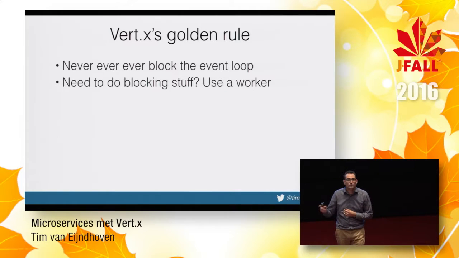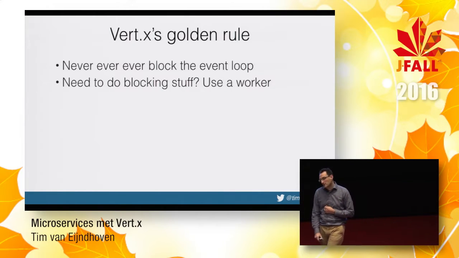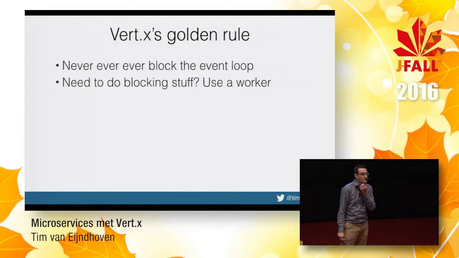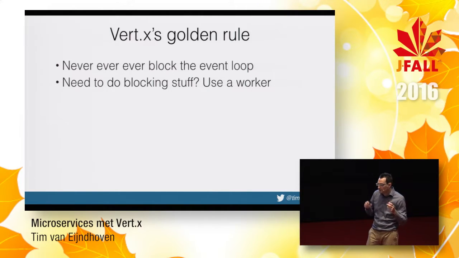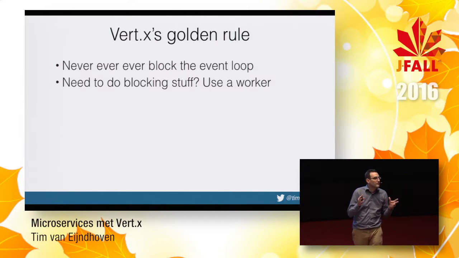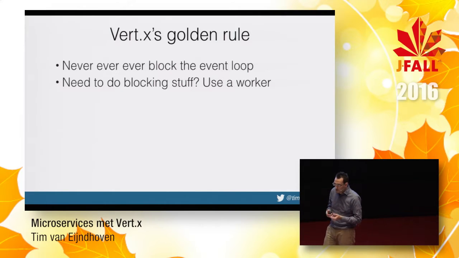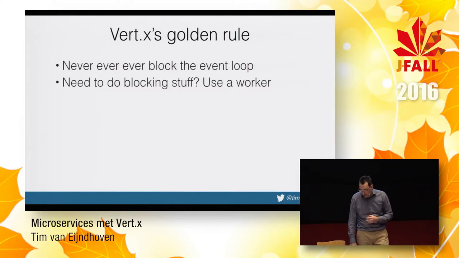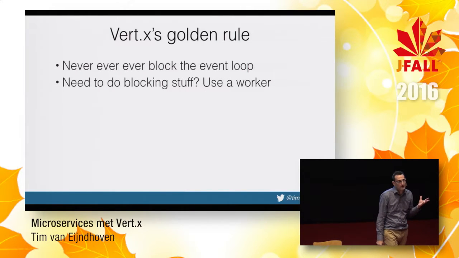So there's one golden rule: never, ever, ever block the event loop. Trust me, you don't want to do it. We've had systems stopping in production because of this. The asynchronous programming part of Vert.x is quite a challenging concept to wrap your head around, because it requires a totally different style of programming, and it's very easy to get it wrong.